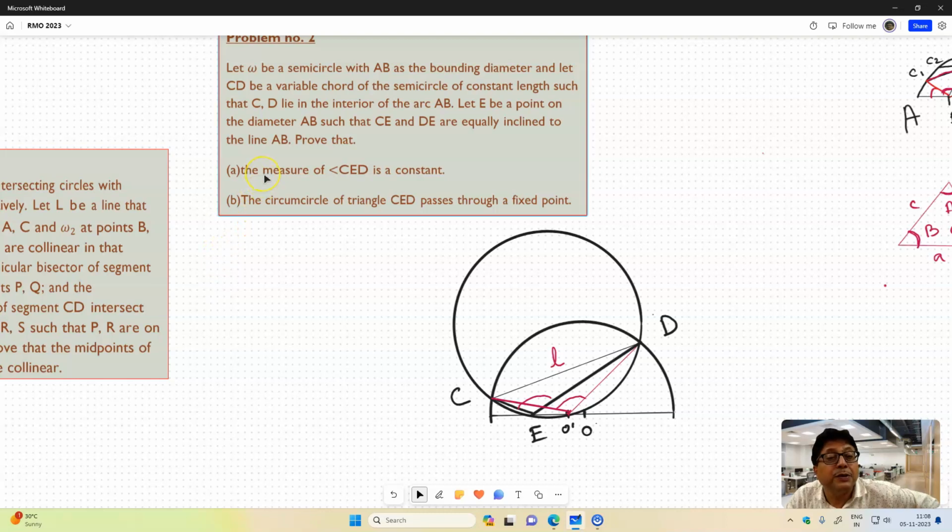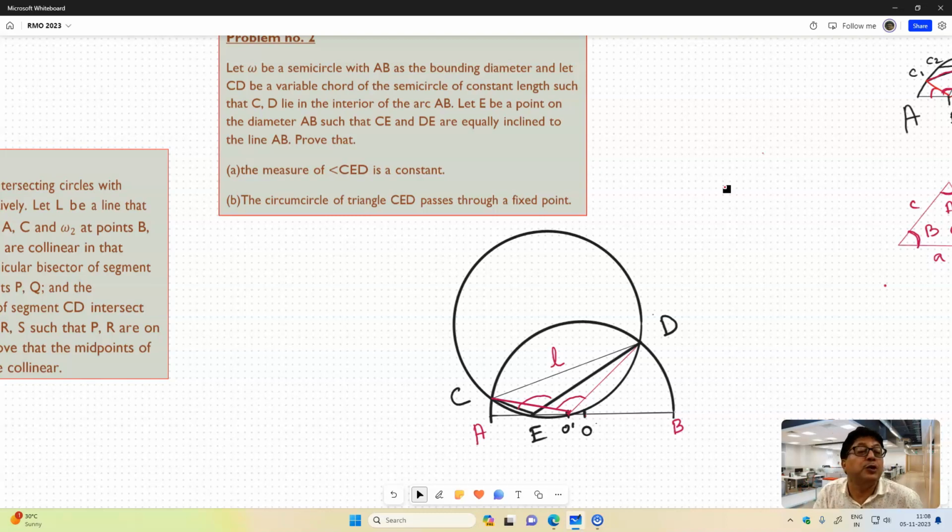Then we have proved that CED is constant. We have proved that CED passes through a fixed point. That fixed point is neither at A nor at B. It will be at the point O. O is the center of the circumcircle. So that is a fixed point. So it passes through a fixed point.